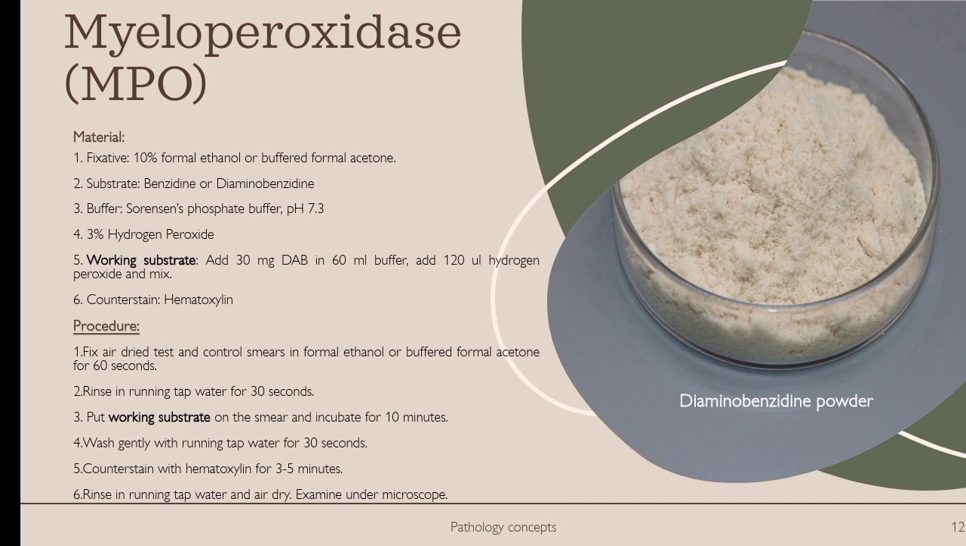Procedure. Fix the test and control slide in the formol ethanol or the buffered formol acetone for 60 seconds. Rinse in running tap water for 30 seconds. Put the working substrate on the smear and incubate for 10 minutes. Wash gently with running tap water for 30 seconds. Counterstain with hematoxylin for 3 to 5 minutes. Rinse in running tap water, air dry, and examine under the microscope.